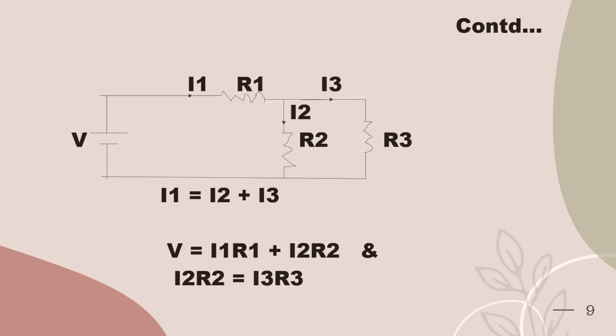The figure shows that voltage V is the applied voltage, and I1 is the input current. It is further split into I3 and I2. I1 is equal to I2 plus I3. Whereas V is equal to I1 R1 plus I2 R2 for the first loop, and for the second loop I2 R2 is equal to I3 R3.